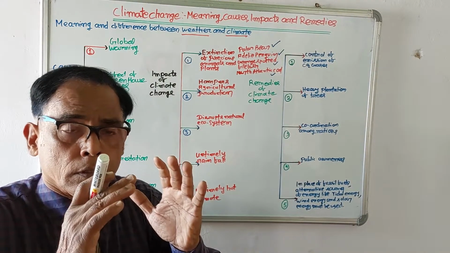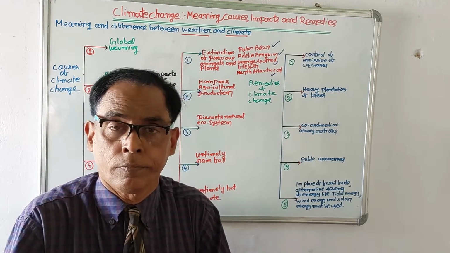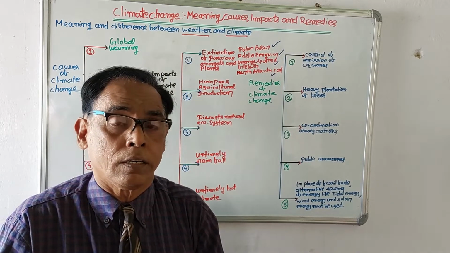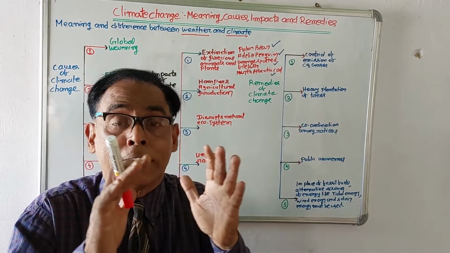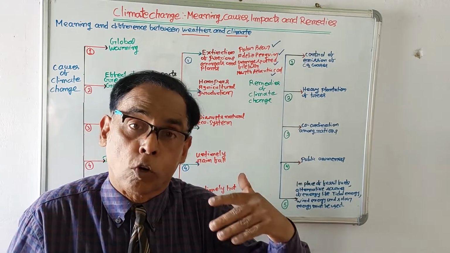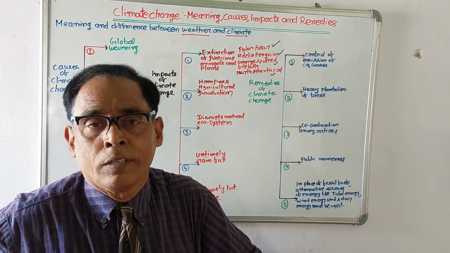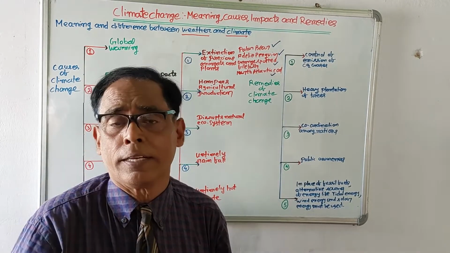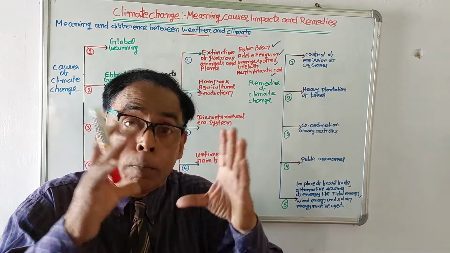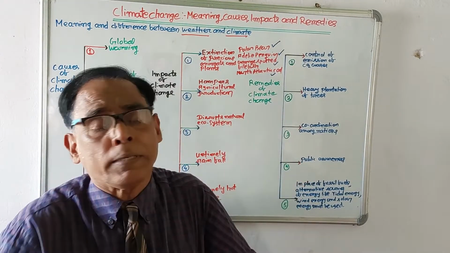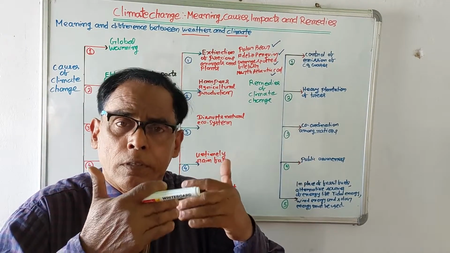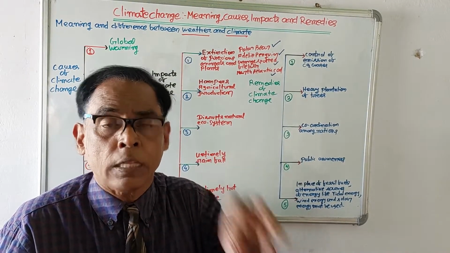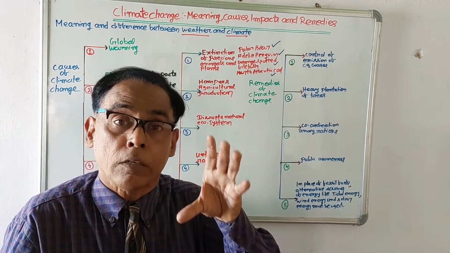If the emission of CO2 gases will be controlled, then the climate will be protected and there will be no climate change. Because if there is an abnormal increase in CO2 gases, then the earth will become warmer and it leads to climate change. So if the emission of CO2 gases is controlled, then climate change can be controlled.